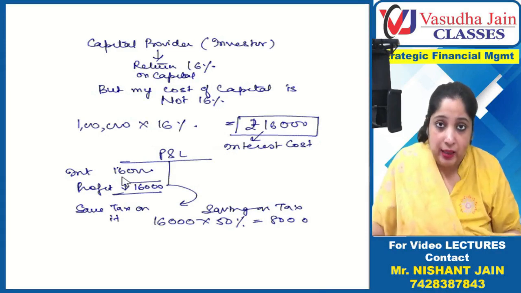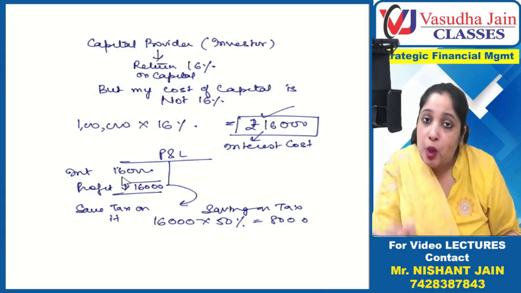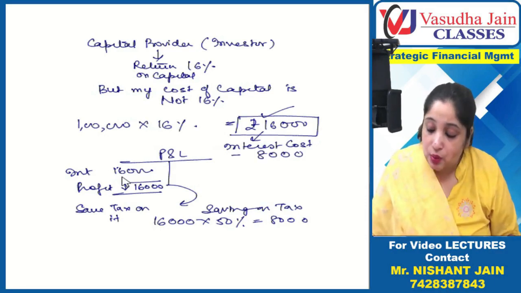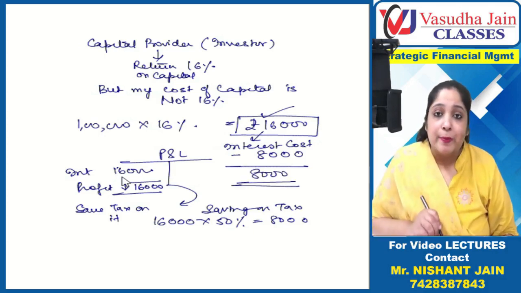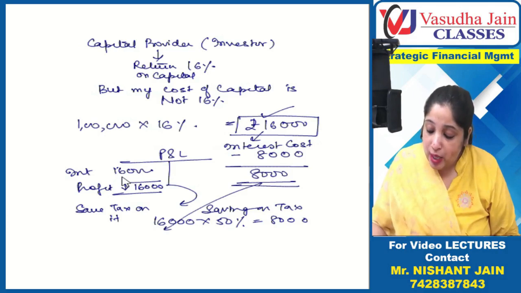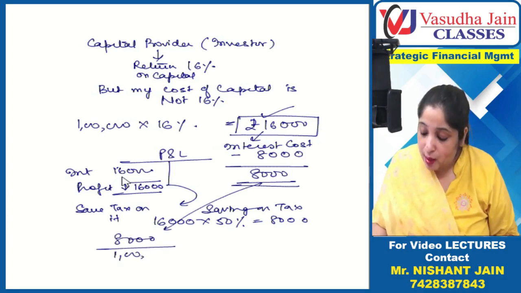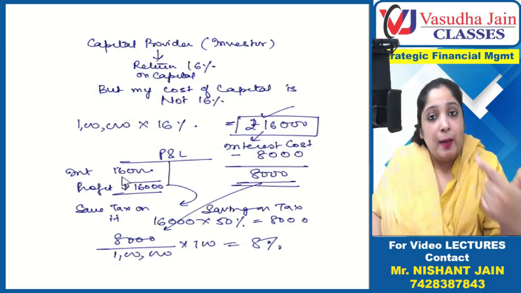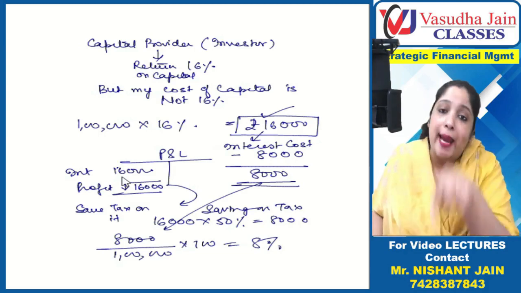So effectively, if my outflow is 16,000, then because of this outflow I am able to save tax of 8,000. So effectively, my cost is only 8,000 rupees. Hence, 8,000 is my cost of capital on 1 lakh rupees of capital. So effectively, my interest cost is only 8%. My capital providers are earning 16% from me, but I am bearing only 8% cost.